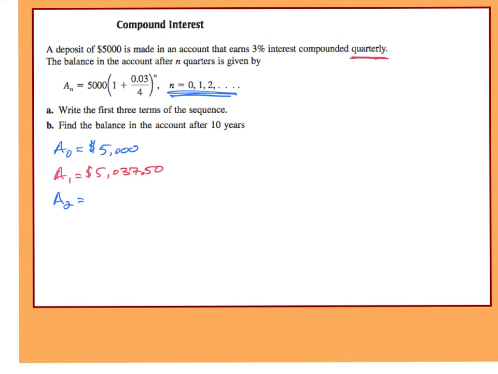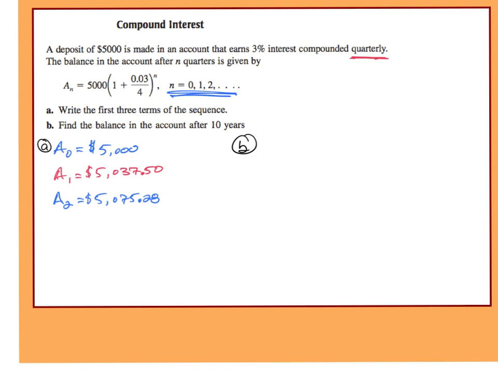Evan, what'd you get? 28 cents. All right. Pretty good. All right. Part B, it says find the balance after 10 years. So what do we substitute in? Nope. We substitute in 40.